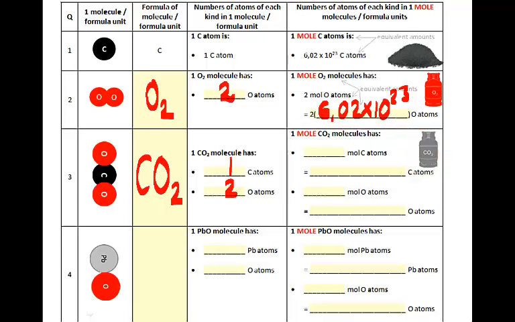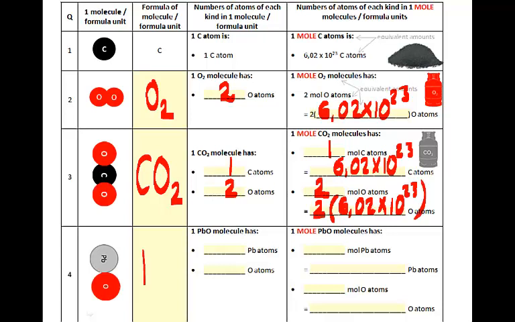Inside there's 1 mole of carbon atoms and 2 moles of oxygen atoms. That's not 1 carbon atom and 2 oxygen atoms, but 1 mole of carbon atoms. In other words, 1 group of 6,02 times 10 to the power 23 carbon atoms. And it's not 2 oxygen atoms, it's 2 moles of oxygen atoms. In other words, 2 groups of 6,02 times 10 to the power 23 oxygen atoms.